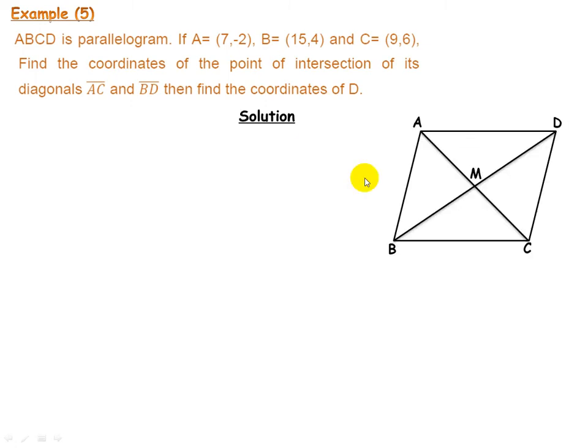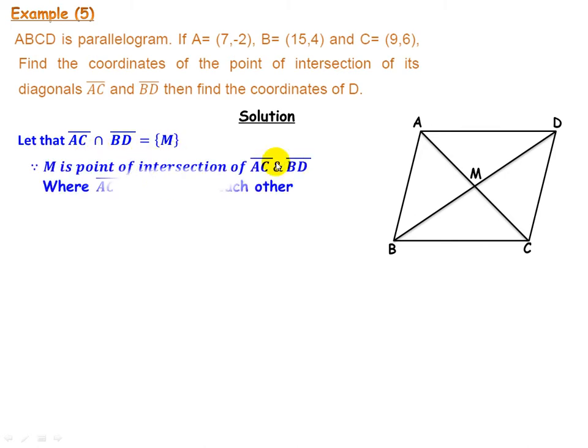After drawing the parallelogram ABCD, suppose that the two diagonals AC and BD intersect at M. Since the figure is a parallelogram, the two diagonals AC and BD bisect each other, which means that M is the midpoint of AC and also the midpoint of BD.